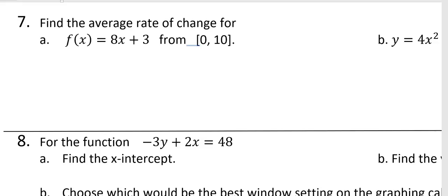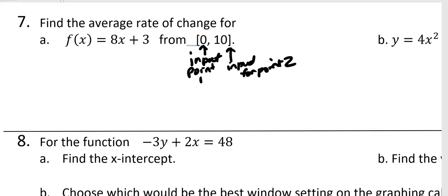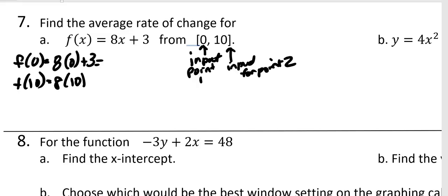So rate of change, remember these are just basically slope problems. So we need an input and an output. So this is going to be our input for point 1. And this is going to be our input for point 2. Okay, so what is f at 0 and what is f at 10? I'll replace all x's with my inputs, and then I'll use my calculator if necessary.